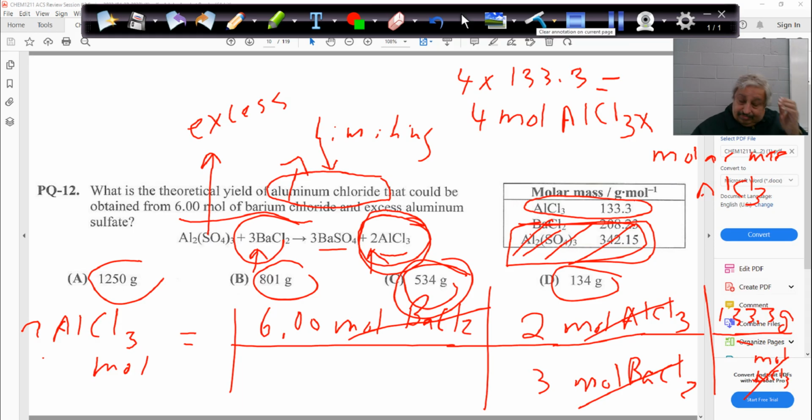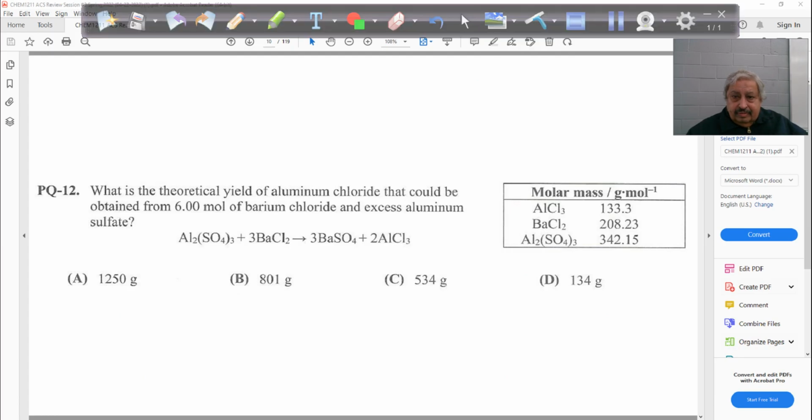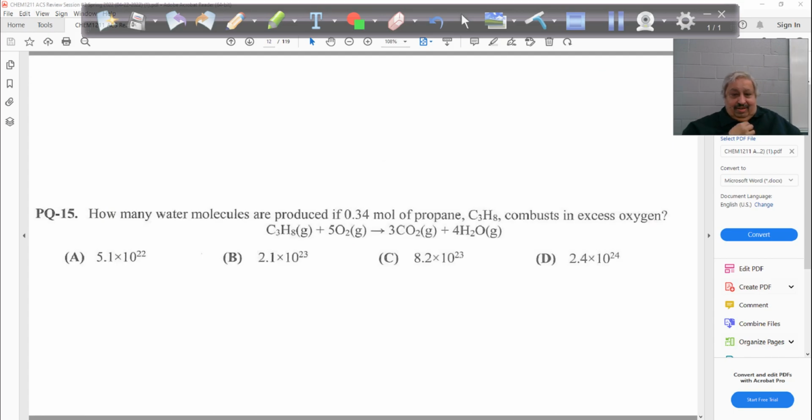Can I take this one out? Okay, so let me take it out. Okay, the answer is 533. Their answer is not even correct, 534. And the answer for the calculation is what? Well, they made it sig figs. I don't know, maybe sig figs, I have no idea. But anyway, that can happen.